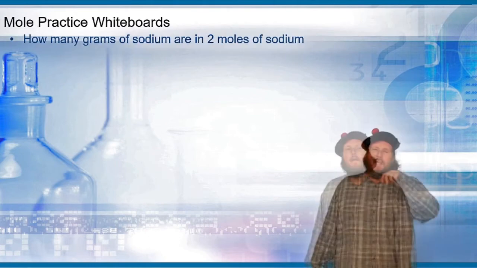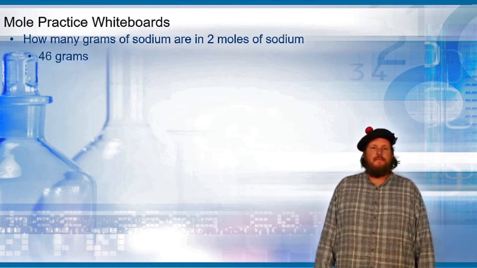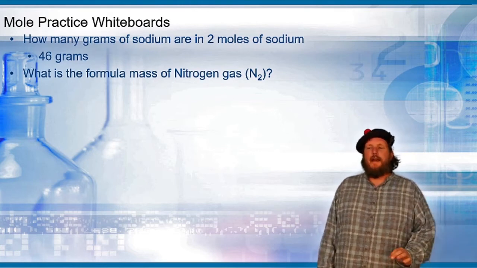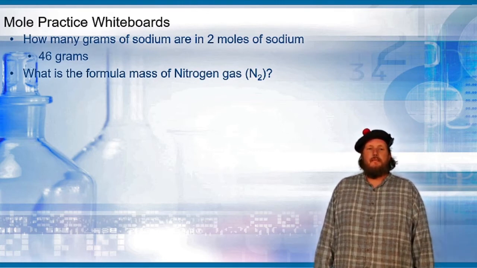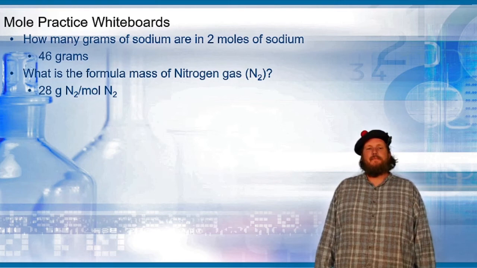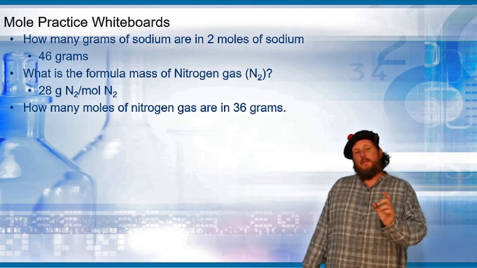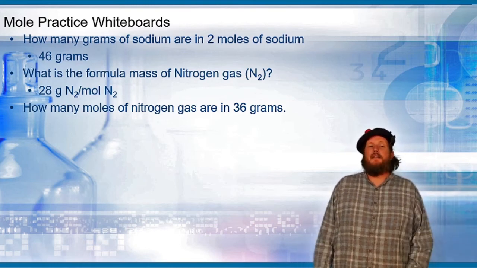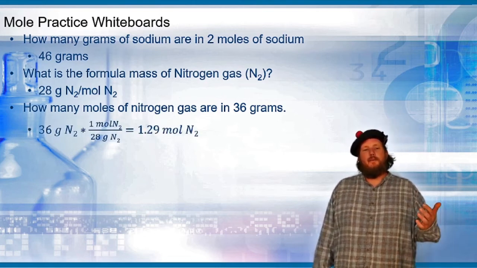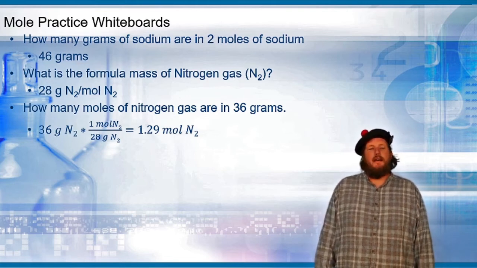So it's your turn. How many grams of sodium are in 2 moles of sodium? It's 46 grams. What is the formula mass of nitrogen gas, N2? 28 grams of nitrogen gas per mole of nitrogen gas. How many moles of nitrogen gas are in 36 grams of nitrogen gas? So remember, that's nitrogen gas, so you should be using the formula mass that we just calculated. So 36 grams nitrogen gas times 1 mole over 28 grams nitrogen gas gives us 1.29 moles of nitrogen gas.